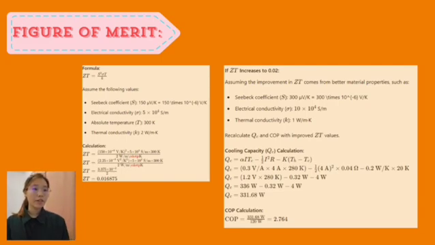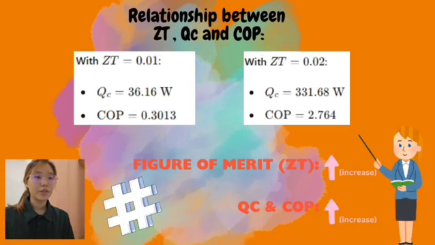So now, how about if ZT increased to 0.02? After calculation, we get the new value of QC, that is 331.68 watt, and the new value of COP, that is 2.764. This comparison clearly showed that even a small increase in ZT can lead to a substantial improvement in both the QC and COP of the system.